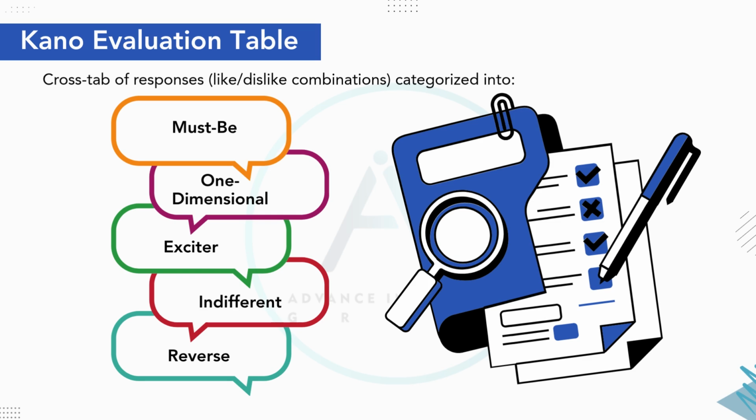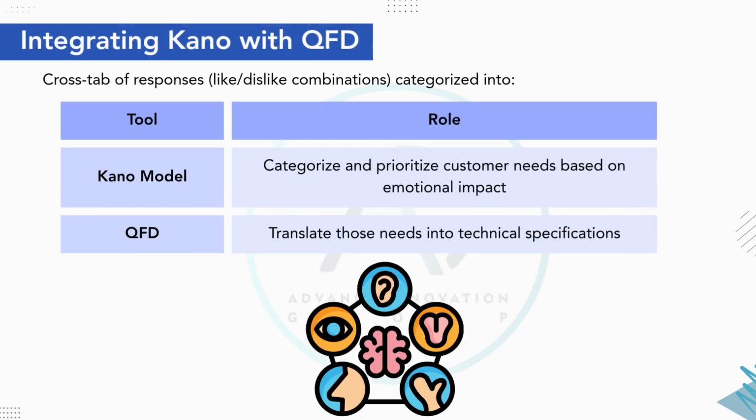5. Reverse. Features that some customers dislike even when others like them. For example, autoplay videos or too much automation. In this slide, we see how 2 powerful tools, Kano Model and QFD, Quality Function Deployment, can be integrated for better product design and customer satisfaction.